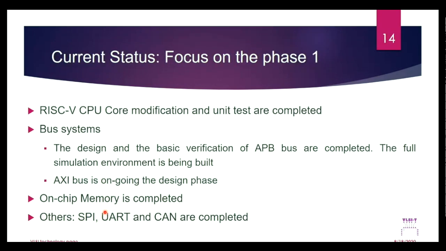For the status of our project, the RISC-V CPU core modification and unit test are accomplished. The bus system design and basic verification of the APB bus are accomplished, and the full simulation environment is being built. The AXI bus is in the design phase, and the on-chip memory is accomplished, and some peripherals such as FPGA, GPIO, and CAN are accomplished.